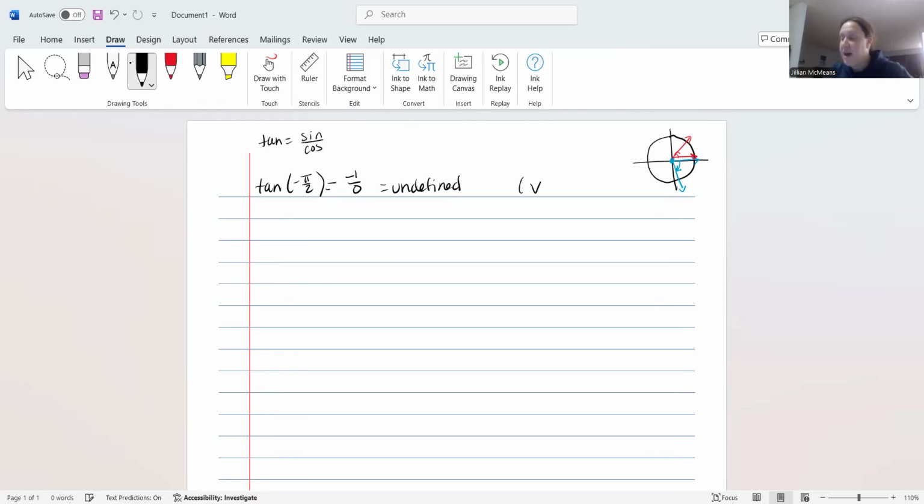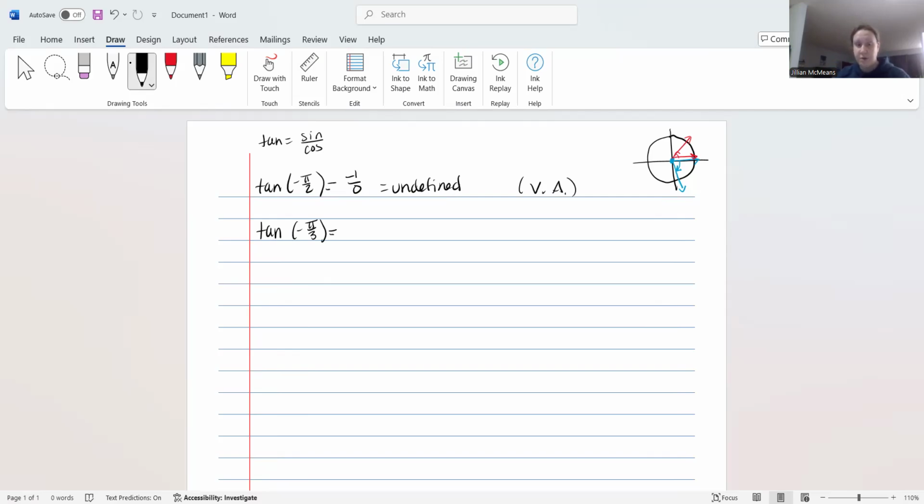So that tells me we have a vertical asymptote at negative pi over 2. Okay? Now next we had negative pi over 3. So tangent of negative pi over 3, well, if we go to negative pi over 3, we end up getting a ratio of negative root 3 over 2 divided by positive 1/2.